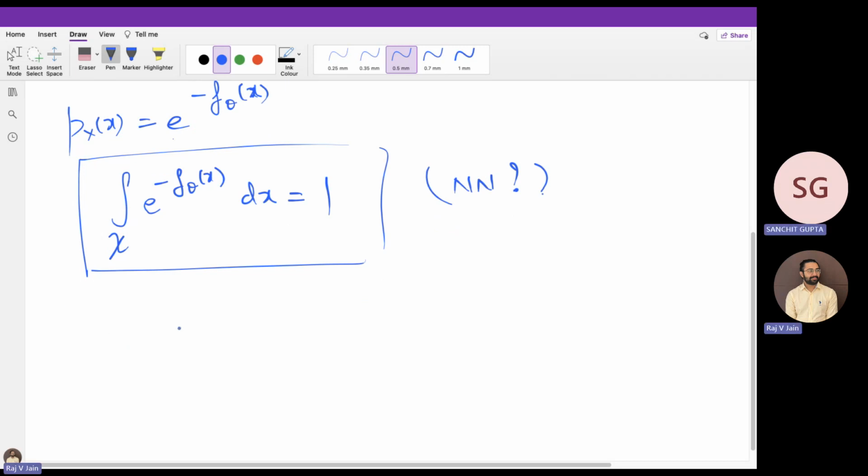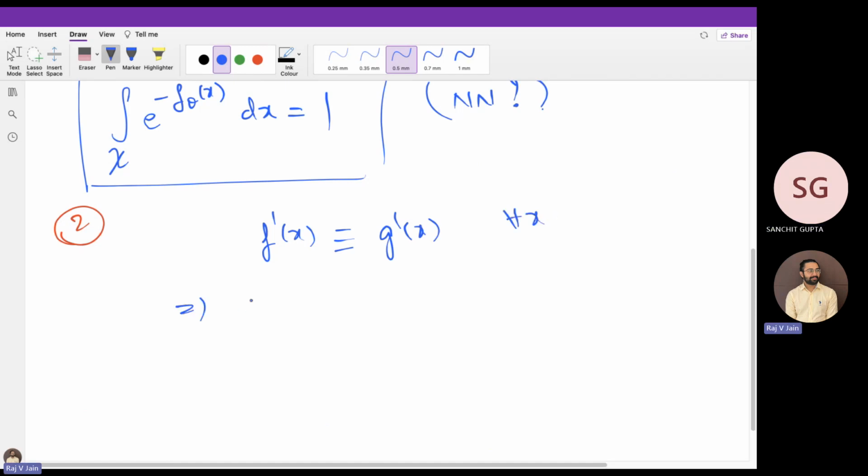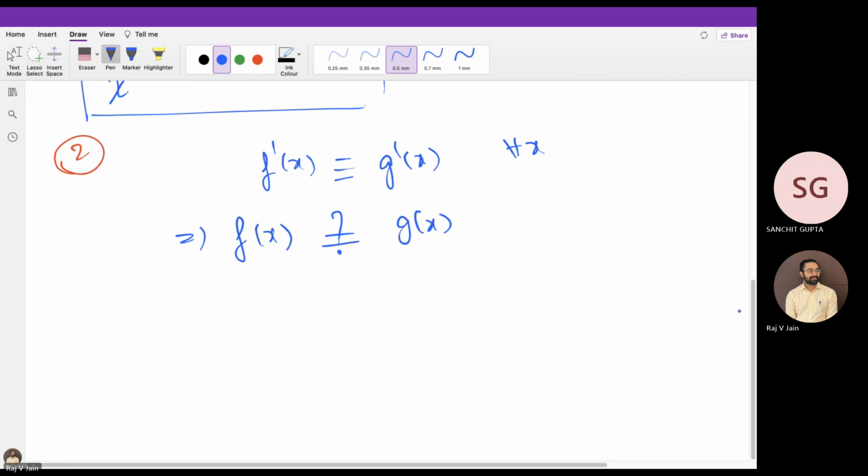I'll leave you with one last thing. This is point number 2. Let's say I have two functions f and g such that f dash of x equals g dash of x for all x. Can I say anything about f of x and g of x? Is there any relation between them? They might be equal with some added constant, plus c, because we go from this step using indefinite integrals.